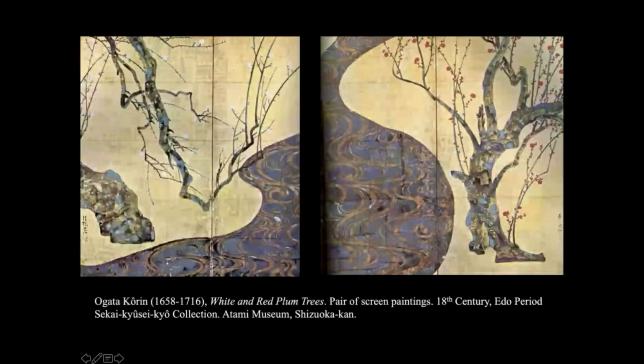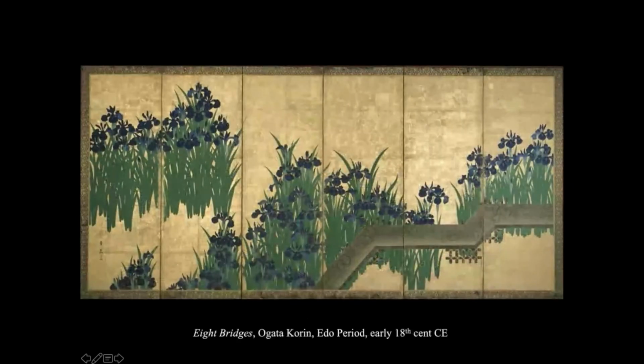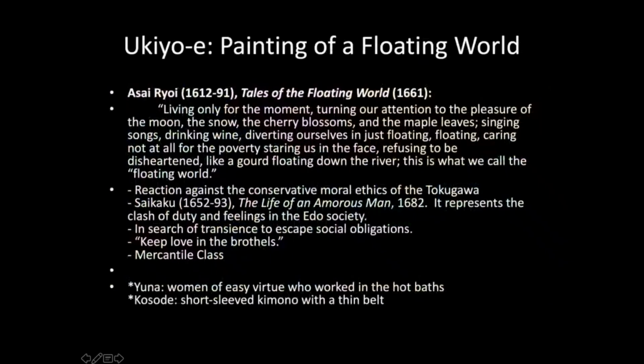And then finally, Edo period, you have to know Rinpa school. I'm not going over too much, but if you have this type of subject matter of 8 bridges, you should be able to discuss the literature that's related to 8 bridges. So you can go back to your slide, and then you have to remember this is just one of a pair of screens, right? Irises, flower.